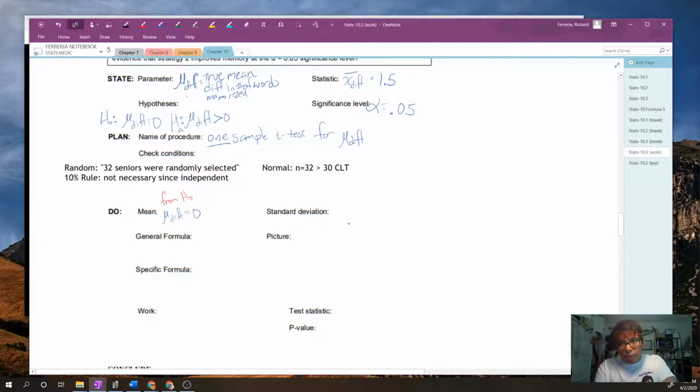So mu diff equals 0. What about the standard deviation? Could they possibly mean 32? I mean 2.7? No, they don't. 2.7 is the standard deviation of the sample, but we're looking for the standard deviation of the sampling distribution. So if you think back, that's going to be S over square root n.